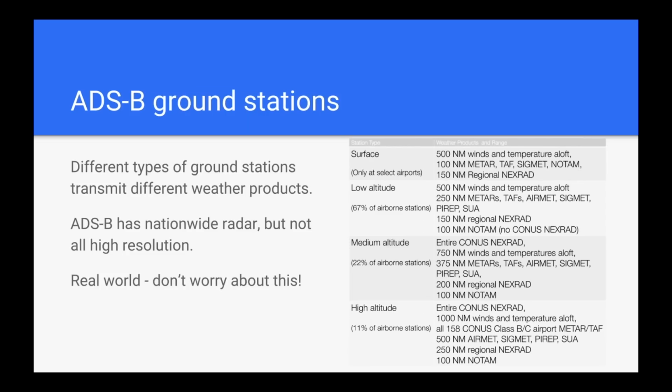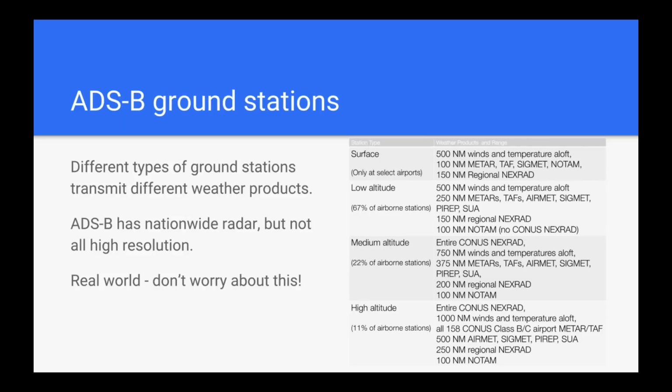One more detail on ADS-B: it is a network of ground stations, as I mentioned, and it's a little different in that, again, it's like VORs. There are different types of ADS-B ground stations. There are surface, low altitude, medium altitude, and high altitude stations. This does not really matter in everyday real-world flying because at cruise altitude, you're going to have 7, 8, 10 stations, and so you don't really care whether you're getting surface or medium or high.